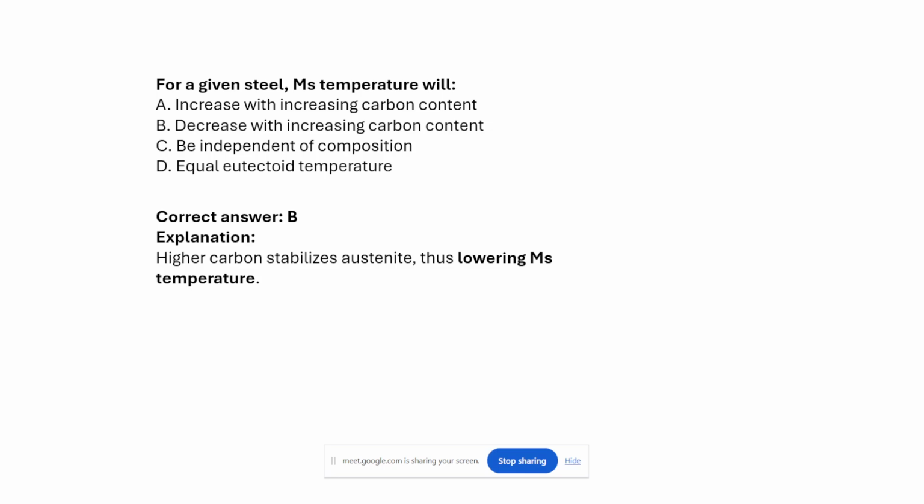For a given steel, martensitic temperature will be: increases with the increasing carbon content, decreases with the increasing carbon content, be independent of the composition, or equal to the eutectoid temperature. Higher carbon stabilizes the austenite, so the lower the martensitic temperature. So the answer will be decreases with the increase in the carbon content.